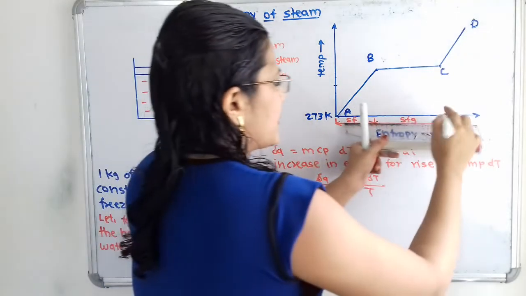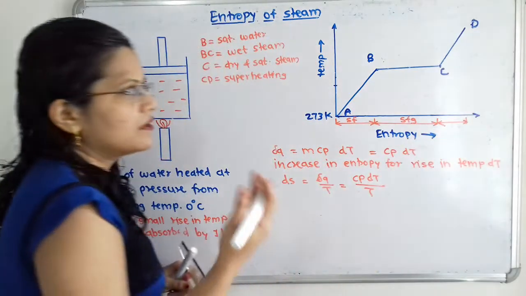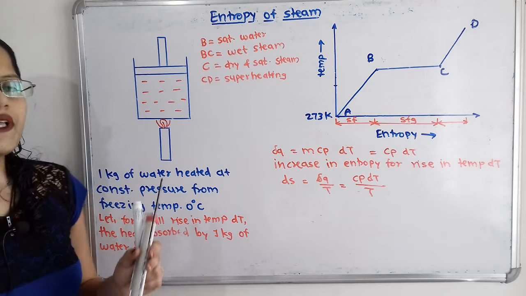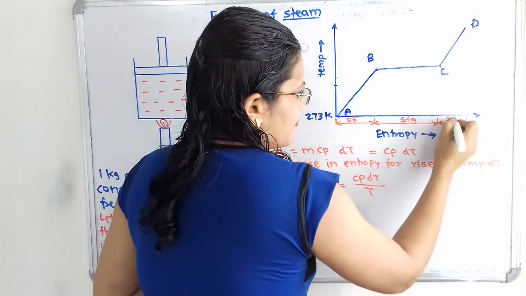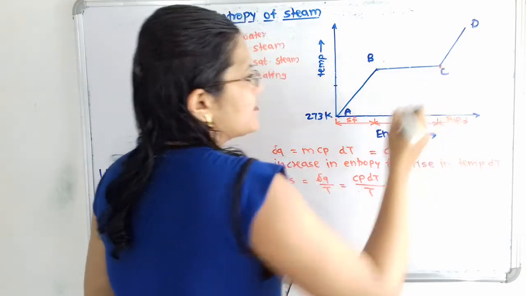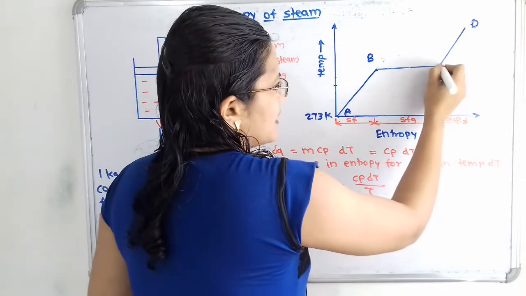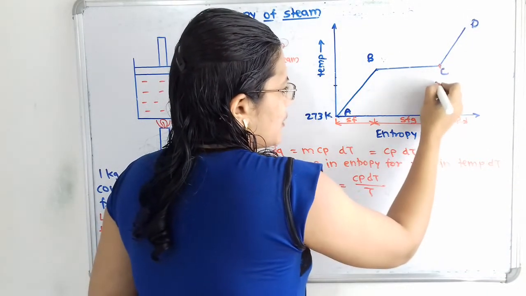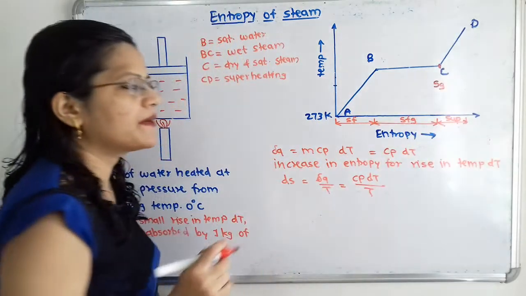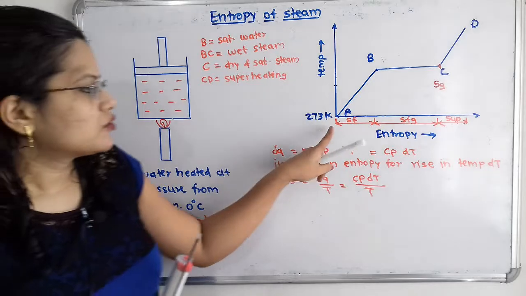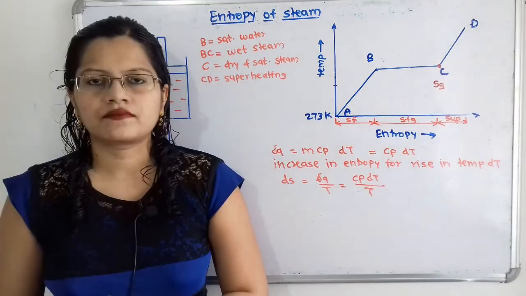And during the superheating process there is only superheated steam, so we will use here S_superheated. Now at this point C we will use here S_g. So at this point C, suppose we show the entropy S_g, then that is the entropy at the point C. So this is the entropy that we have to define.